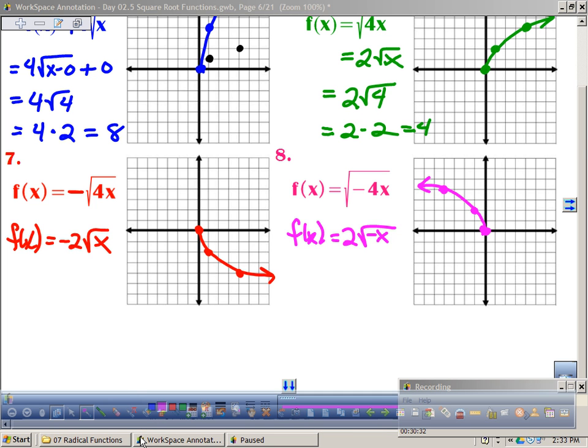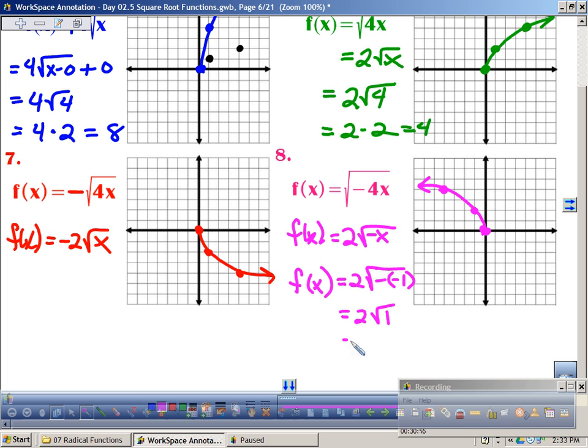Substitute in a point. So if I wanted to check to make sure I am indeed going to the left, I could substitute in -1 for x. Let's try it. If I put in -1, square root, negative times -1, don't I get +1, which is just 2? So -1, +2, it does indeed work.